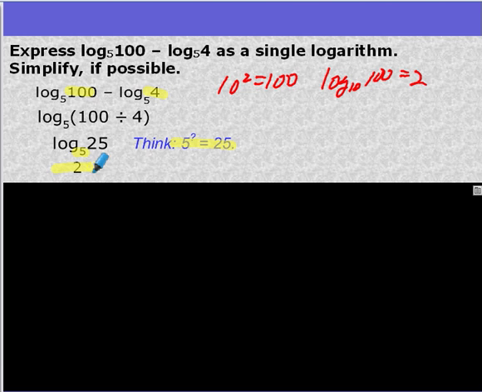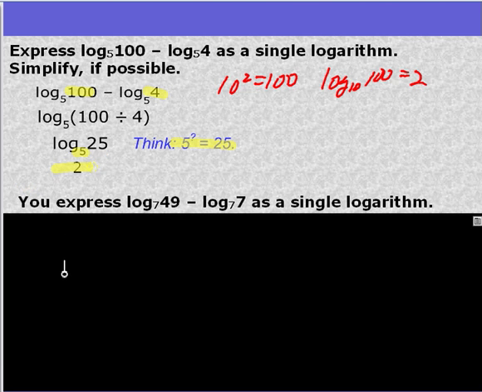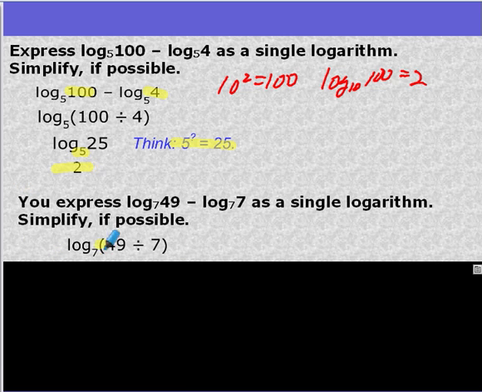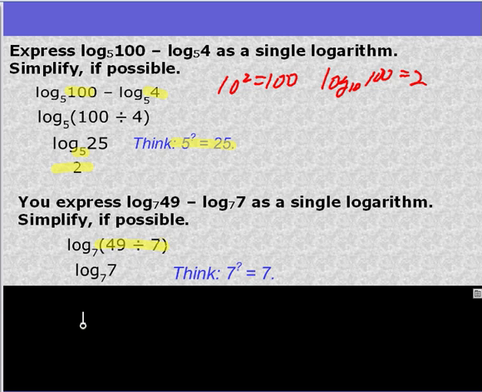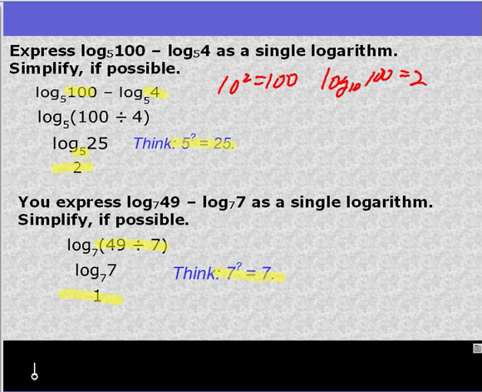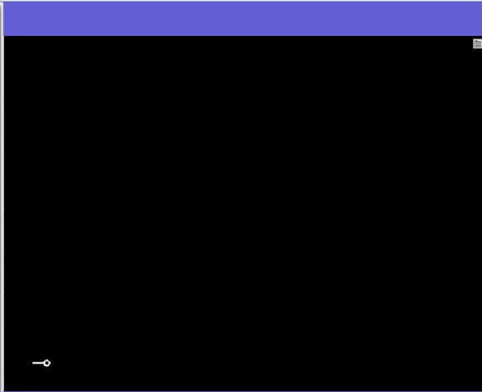Second example: log to the base 7 of 49 minus log to the base 7 of 7. So we're going to divide. We get log to the base 7 of 7. 7 to what power is 7? 1. Okay, do I have one here for you to do? Maybe, I guess I don't, or that one was for you to do. So I guess you got lucky.